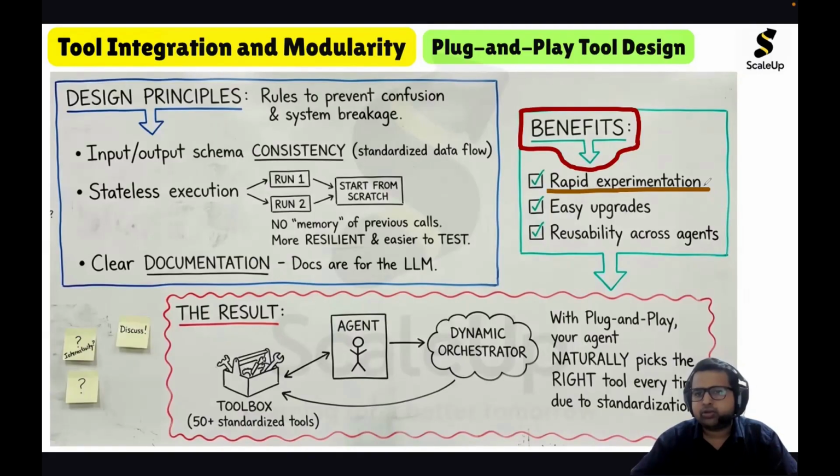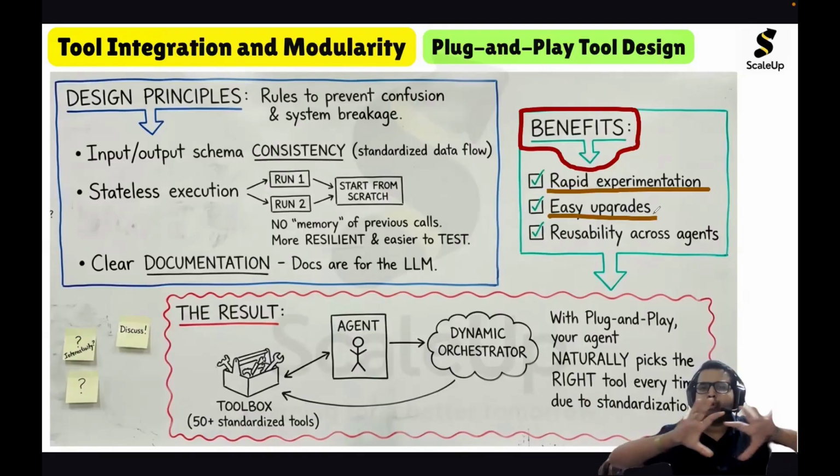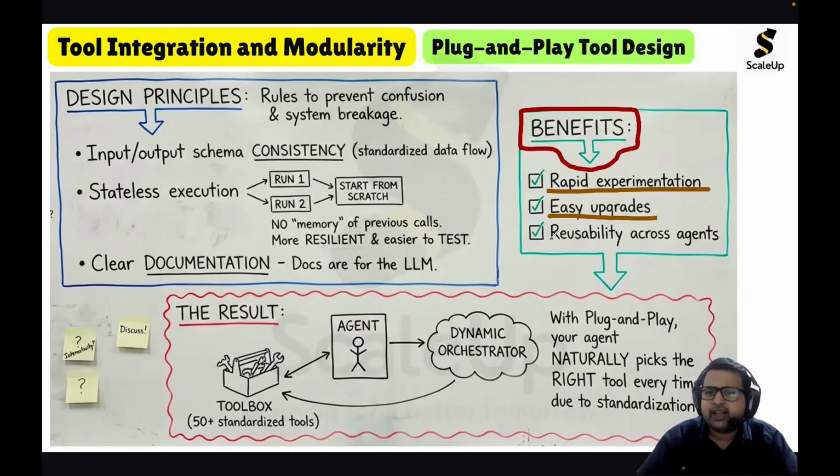So plug and play tools allow rapid experimentation and easy upgrades. Very easily we can upgrade a plug and play tool, because any changes you make in the tool have nothing to do with the agent system. The agent system is very much independent of the plug and play tool, and this isolation, this modularity, makes things very easy. The benefits are easy upgrades and reusability across agents.